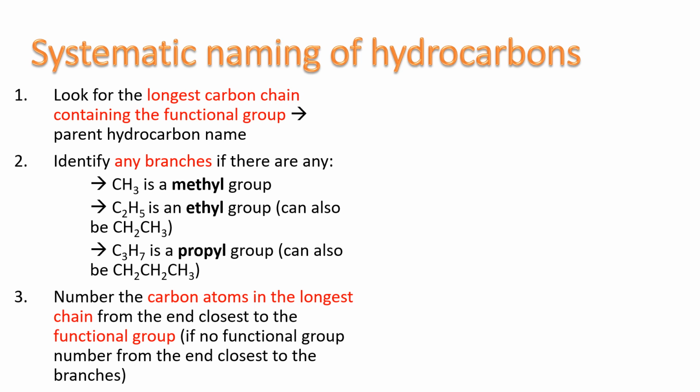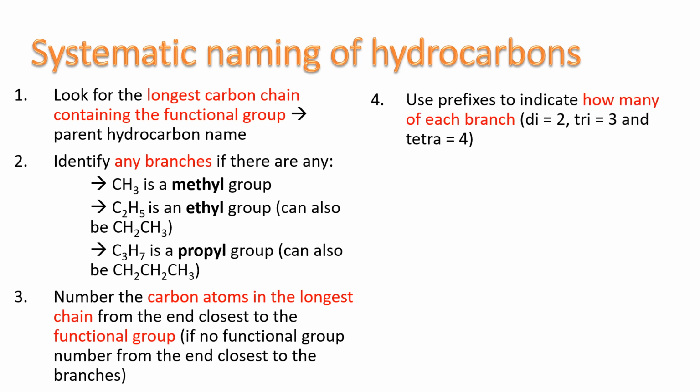Step 3 is to number the carbon atoms in the longest chain. Now we do this from the end closest to the functional group, and you'll remember doing this last week with our alkenes. Now if there is no functional group present, then you've got to number from the end closest to the branches, if there are any. Next we use a prefix to indicate how many of each branch we have. So for example, if we've got 2 methyl branches, then the prefix will be di. If we've got 3, the prefix will be tri, and 4, the prefix would be tetra.